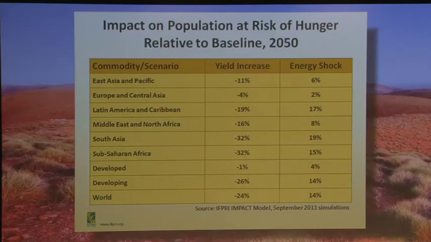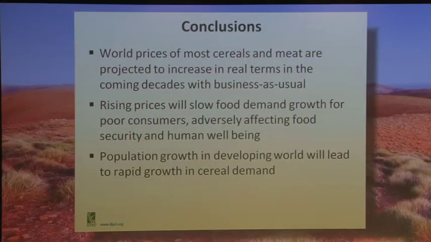And you can see, for example, focusing on the regions where most of the hungry are in South Asia and Sub-Saharan Africa, you can reduce that risk of people at hunger in 2050 by 30% due to those kinds of investments. Again, the energy shock is another cause for concern. You can see very substantial increases in hunger in 2050, even beyond that relatively unhappy-looking baseline.